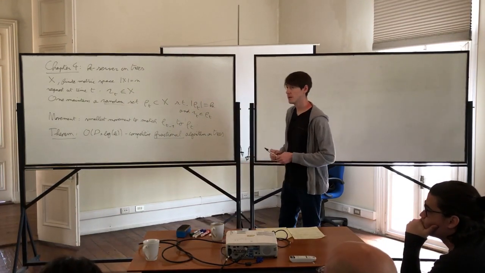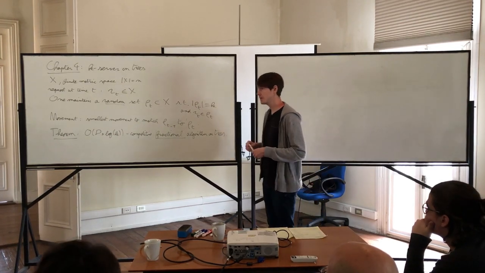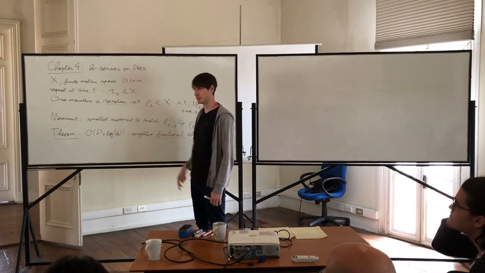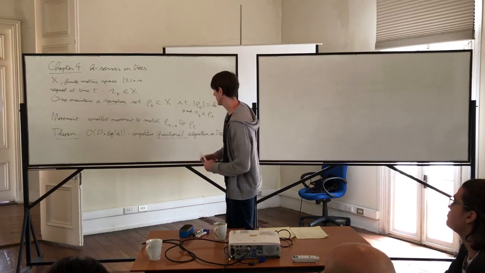So, how is this random? I don't understand. You have your set, and then you get a request. Yeah, so it's the other way around. You get the request, and then you choose the set.